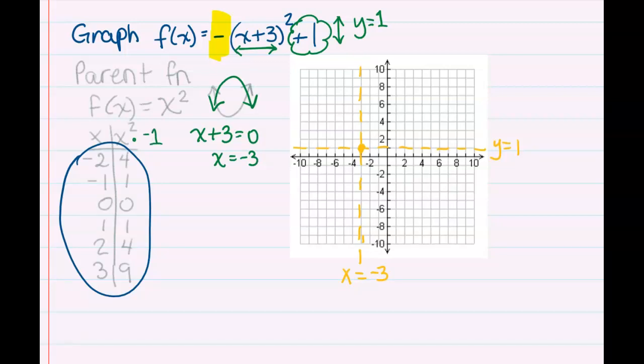Because what we're going to do is multiply our y values times a negative 1. So that's going to cause this 4 to become a negative 4, this y value of 1 to become a negative 1. 0 times negative 1 is 0. 1 times negative 1 is negative 1. 4 times negative 1 is negative 4. And 9 times negative 1 is negative 9. So we're ready to graph.